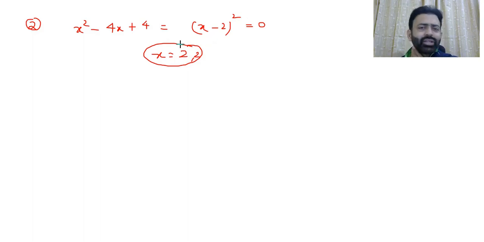This is also, I think, you know, and if you do not know the factorization method, write in the comment section. I will cover it later on in some other video.